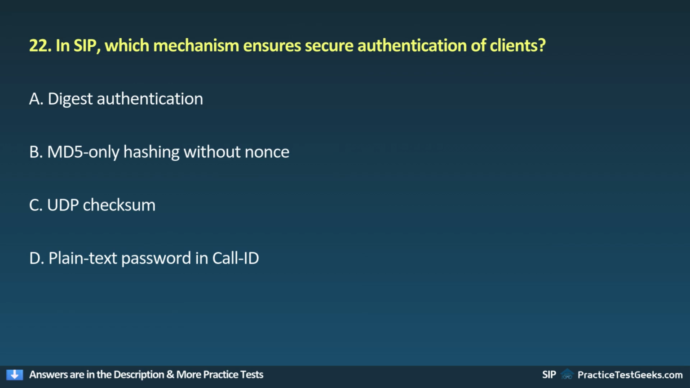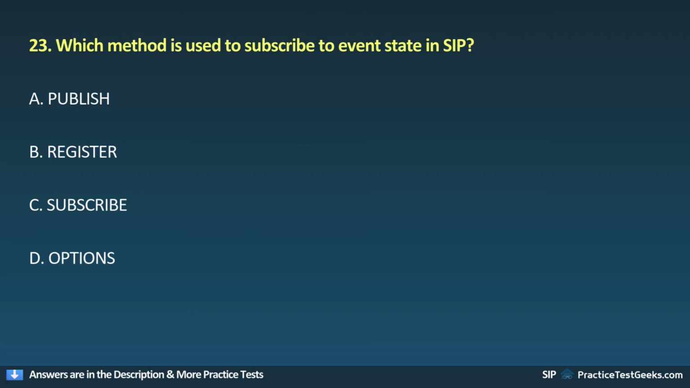22. In SIP, which mechanism ensures secure authentication of clients? A. Digest authentication. B. MD5-only hashing without nonce. C. UDP checksum. D. Plain text password in Call-ID.